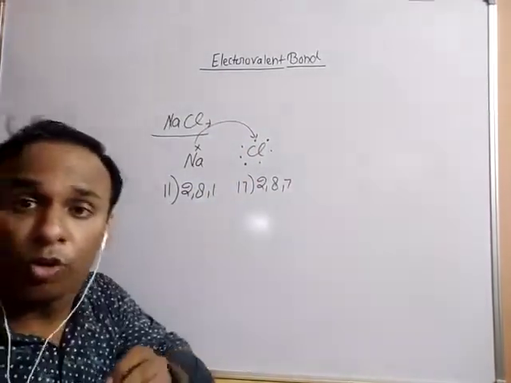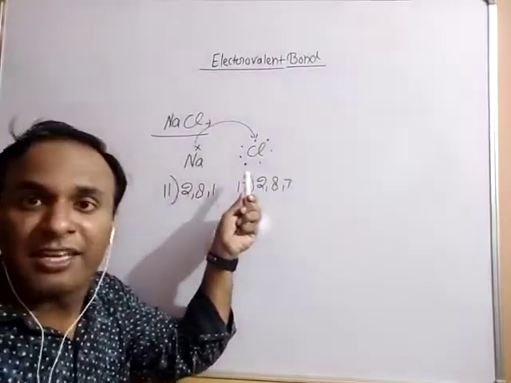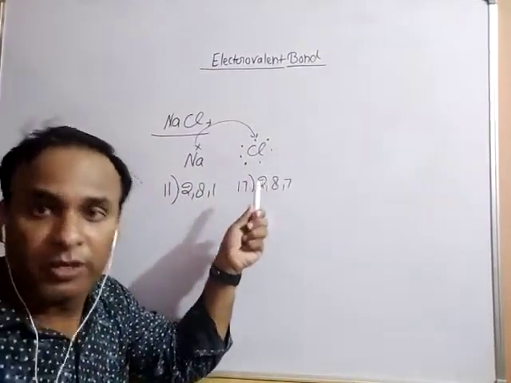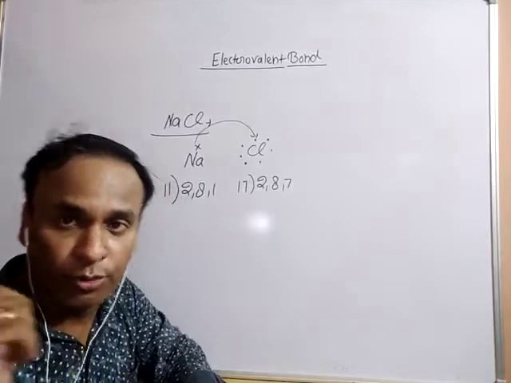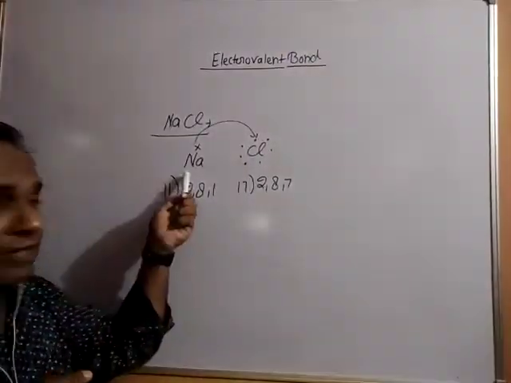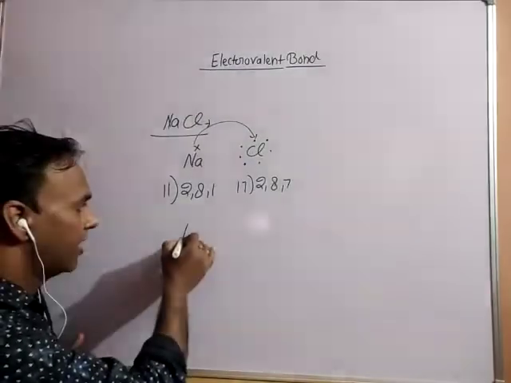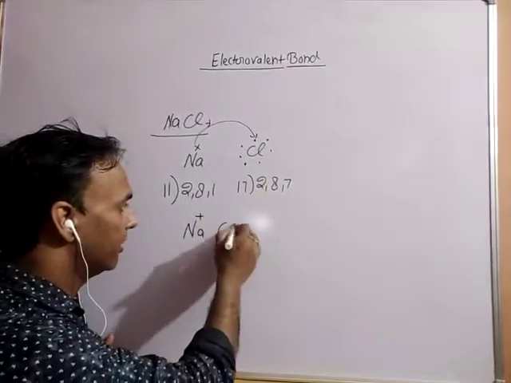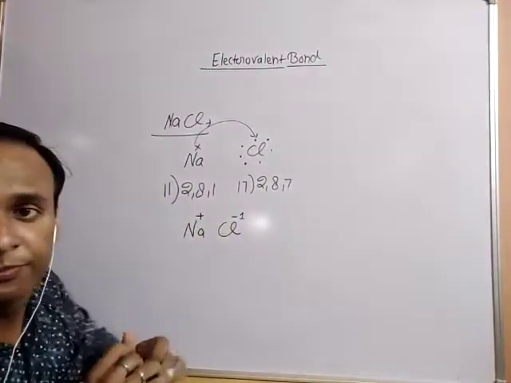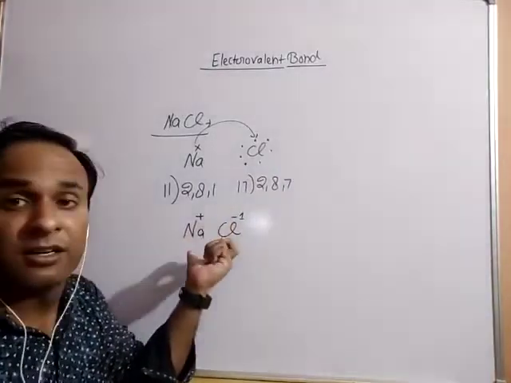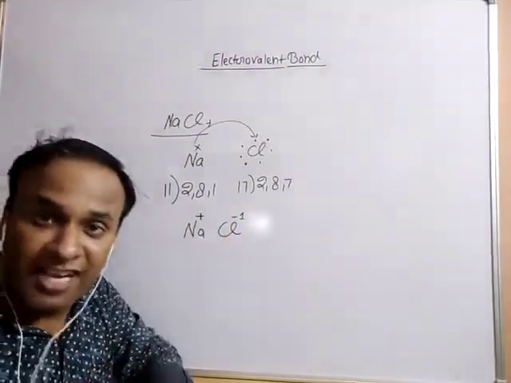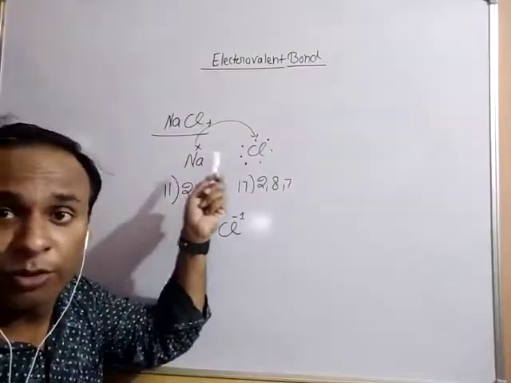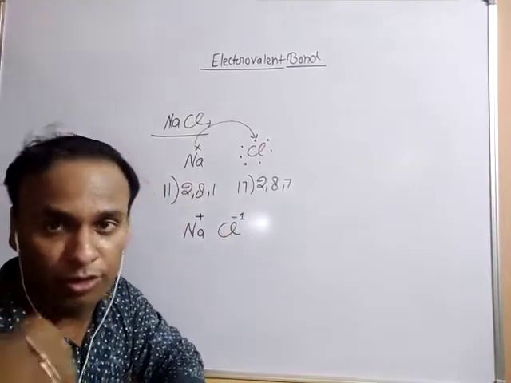The number of electrons lost by sodium is the electrovalency of sodium, and the number of electrons gained by the chlorine atom is the electrovalency of chlorine. Clear? Since sodium loses 1 electron, sodium acquires a +1 charge, while chlorine acquires a -1 charge. Clear, students? This is the electrovalent bond. The exact definition: a complete transfer of electrons from a metal to a non-metal is called an electrovalent bond.